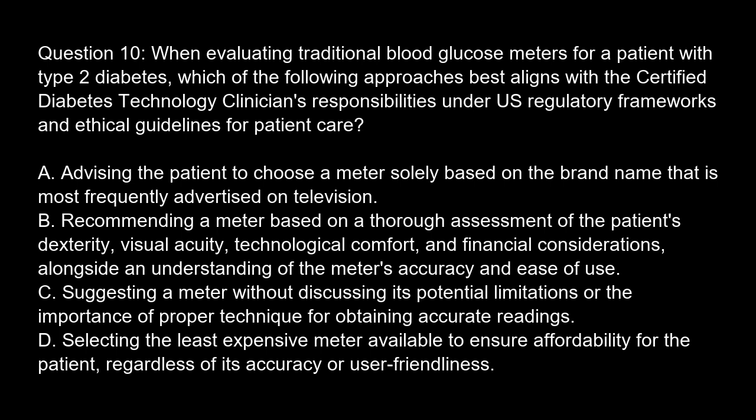Option A. Advising the patient to choose a meter solely based on the brand name that is most frequently advertised on television. Option B. Recommending a meter based on a thorough assessment of the patient's dexterity, visual acuity, technological comfort, and financial considerations, alongside an understanding of the meter's accuracy and ease of use. Option C. Suggesting a meter without discussing its potential limitations or the importance of proper technique for obtaining accurate readings. Option D. Selecting the least expensive meter available to ensure affordability for the patient, regardless of its accuracy or user-friendliness.